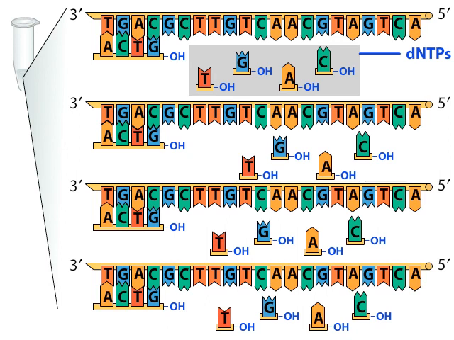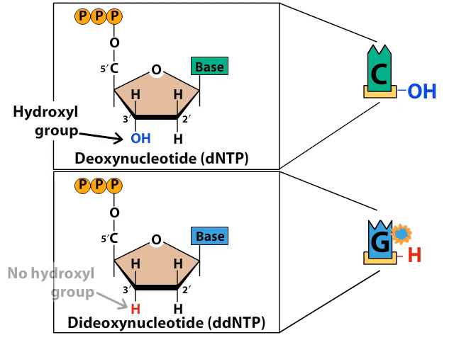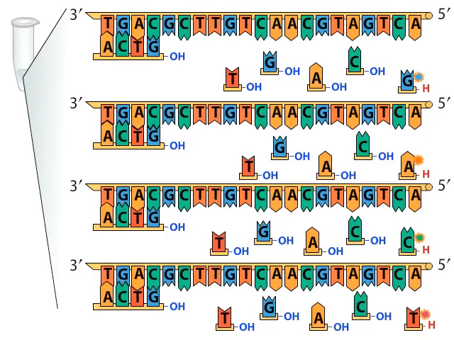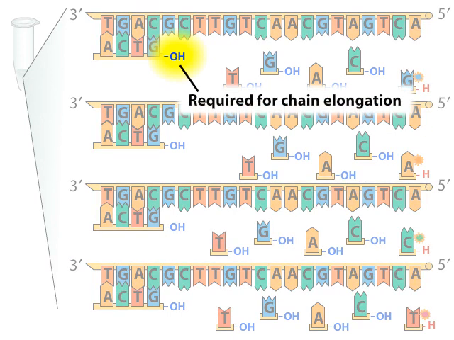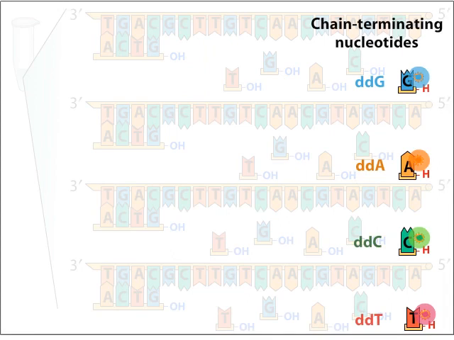This sequencing method also requires so-called chain-terminating dideoxynucleotides, or ddNTPs, in the DNA polymerase reaction. Whereas dNTPs have a hydroxyl group at the 3' position of the sugar, ddNTPs lack the hydroxyl group. The hydroxyl group is required for chain elongation, so ddNTPs are considered chain-terminating nucleotides.